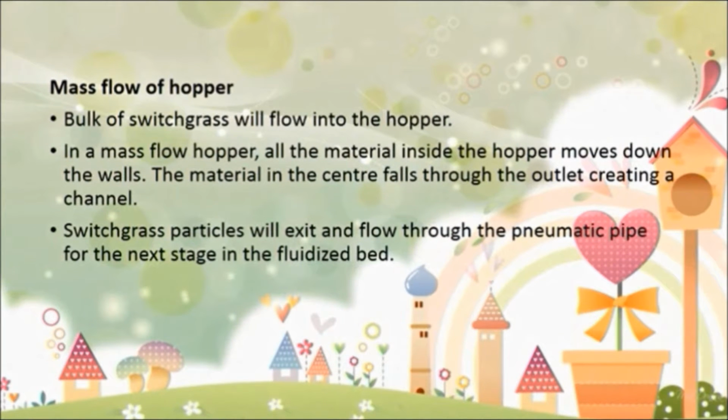Now, let's proceed to the next part on how mass flow occurs in the hopper. Firstly, bulk switchgrass will flow into the hopper. In a mass flow hopper, all the material inside the hopper moves down along the walls. The material in the center falls through the outlet, creating a channel. Switchgrass particles will exit and flow through the pneumatic pipe for the next stage in the fluidized bed.